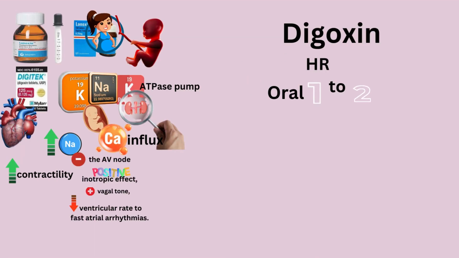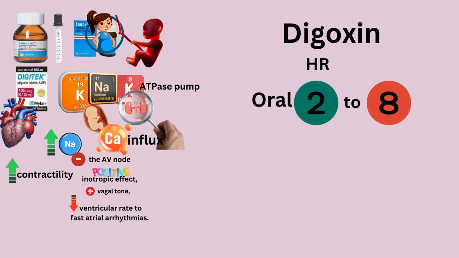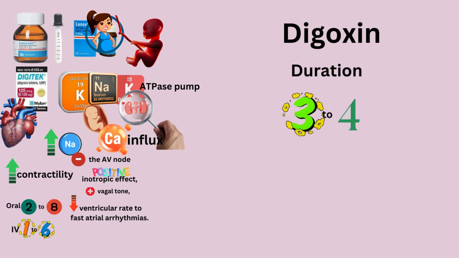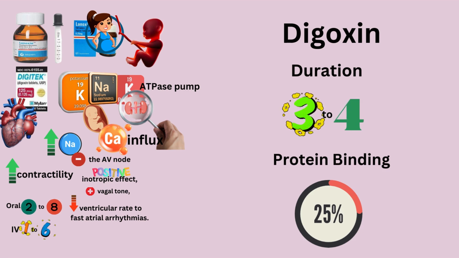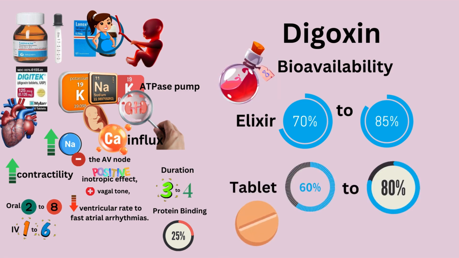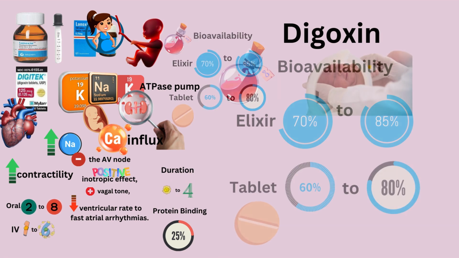Onset of action, heart rate control: oral 1 to 2 hours, IV 5 to 60 minutes. Peak effect for heart rate control: oral 2 to 8 hours, intravenous 1 to 6 hours. Duration 3 to 4 days. Protein binding approximately 25%. We should also notice that in uremic patients, digoxin is displaced from plasma protein binding sites. Oral bioavailability 70% to 85% for the elixir, and when it comes to tablet, 60 to 80%.